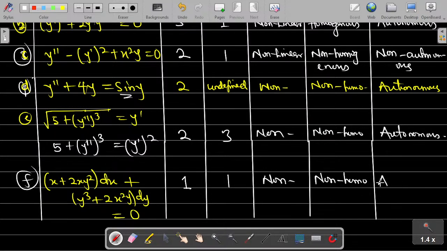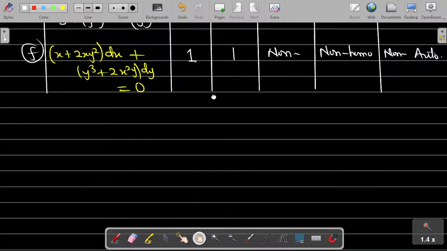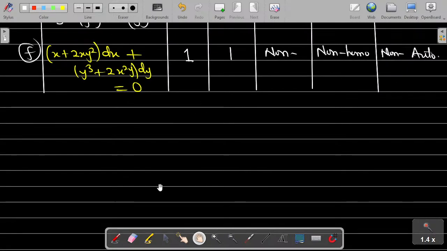The answer is no. It's non-autonomous. And why is it non-autonomous? Because you can see that there is x and y explicitly written in this particular differential equation. All right, and that is a completion for problem 1.